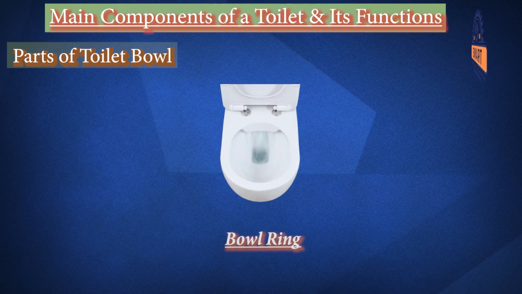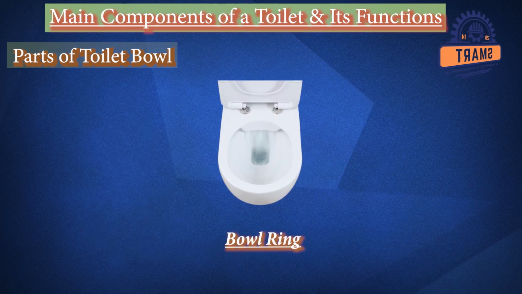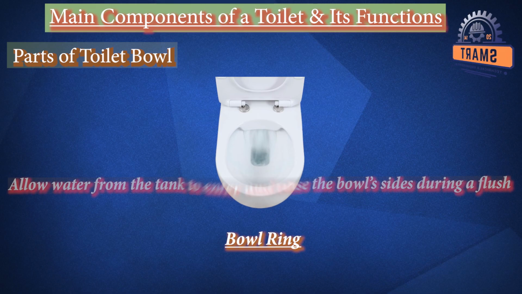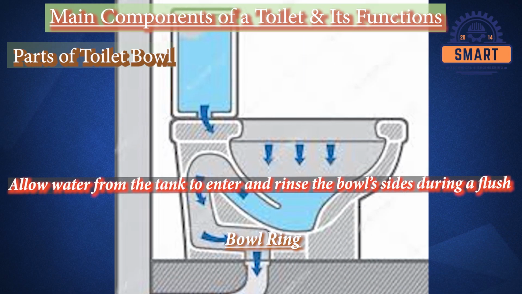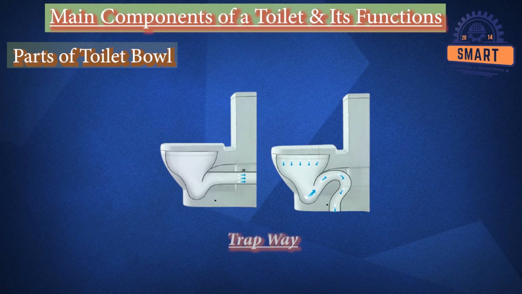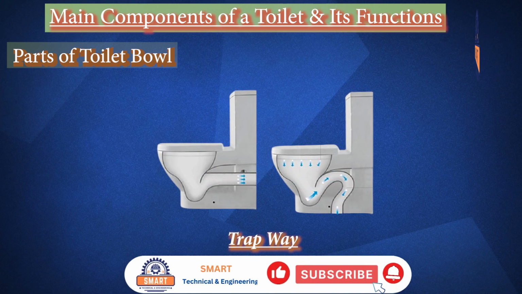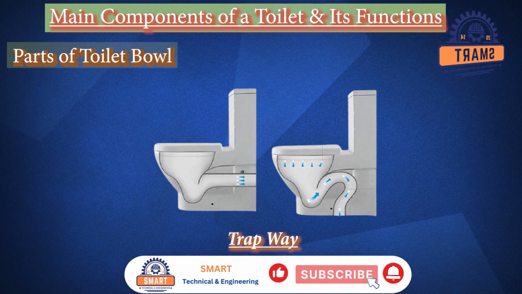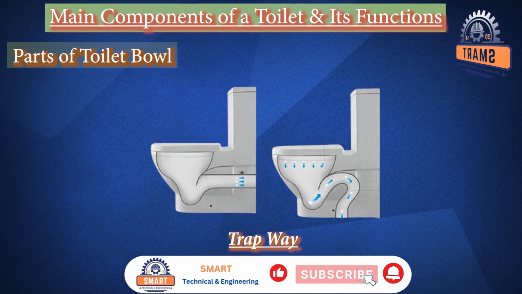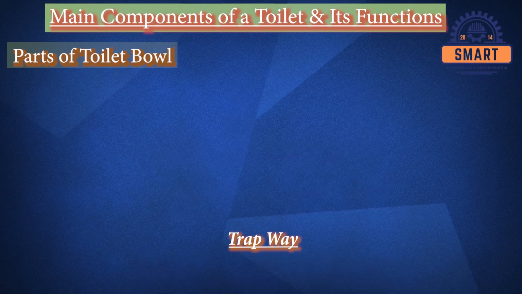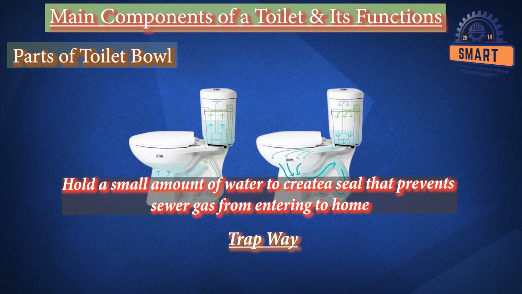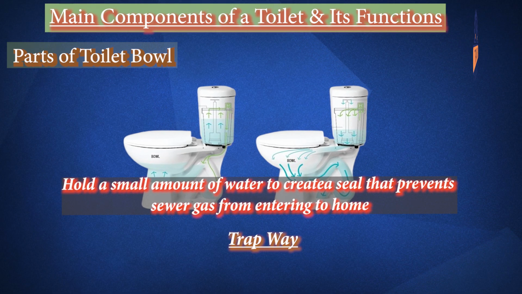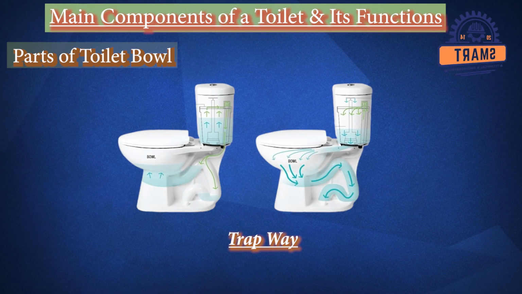Bowl rim. The bowl rim is located at the top of the bowl, and it contains small holes that allow water from the tank to enter and rinse the bowl's sides during a flush. Trapway. Trapway is an S-shaped or P-shaped channel within the bowl's base. It uses water to create a siphon effect during flushing, pulling waste down into the main drain. It also holds a small amount of water to create a seal that prevents sewer gases from entering your home.